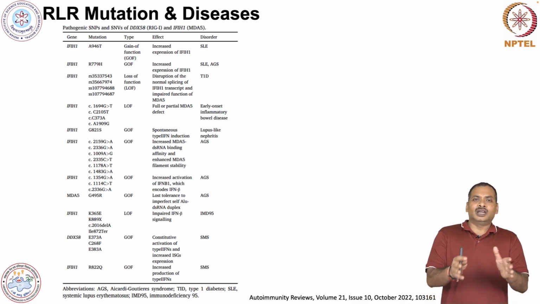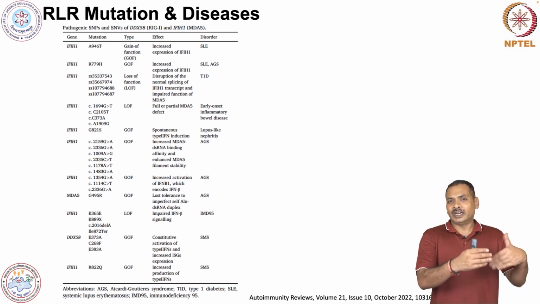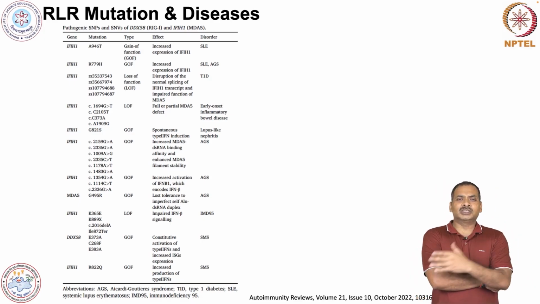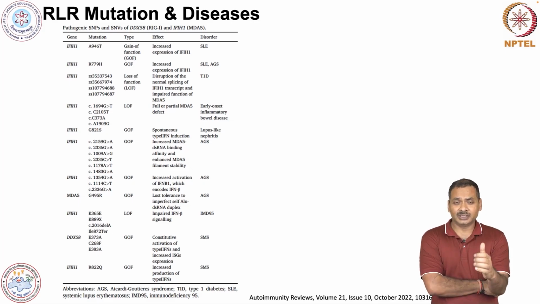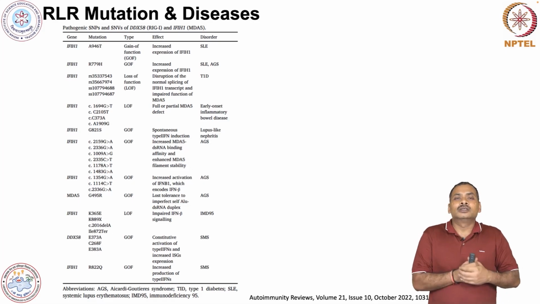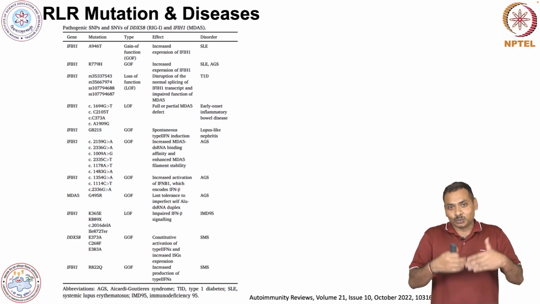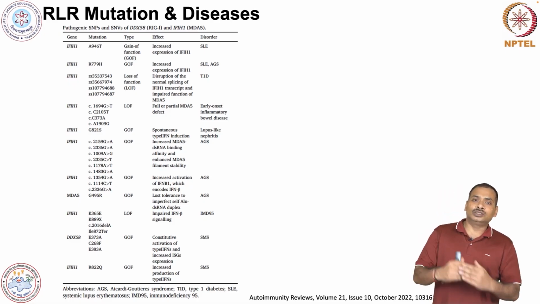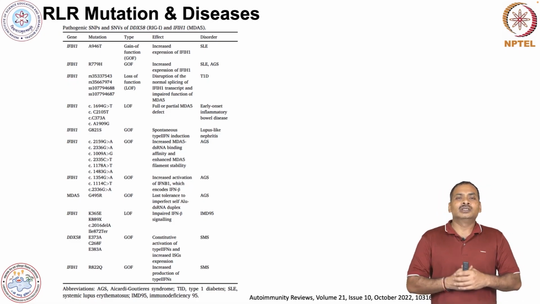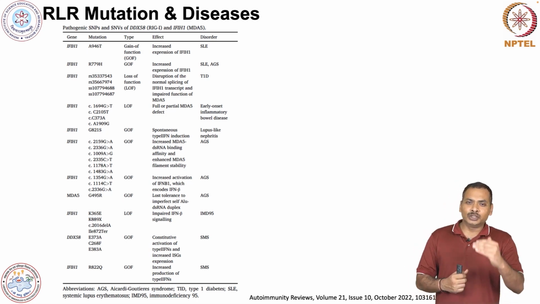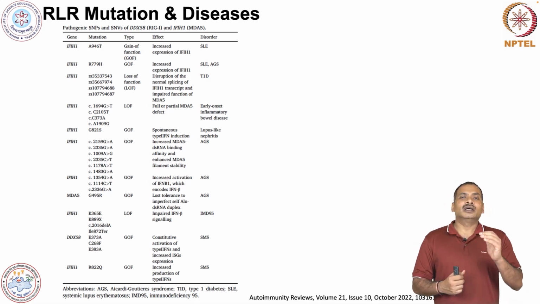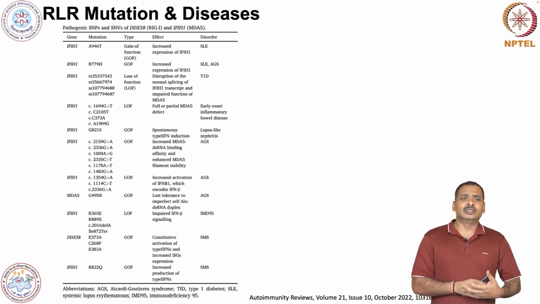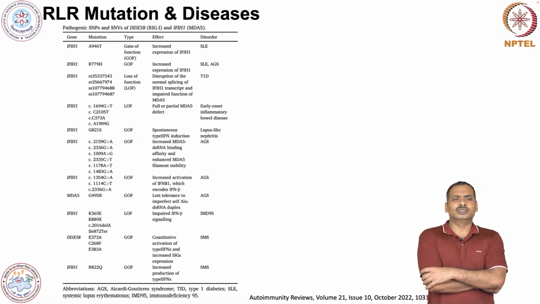And if there is an underproduction or less activation of signaling, that also results in disease. So these mutations you are seeing here are divided into two major components. One is gain of function, that is too much activation of the signaling pathway, which results in disease, and the other is loss of function. There are some mutations which reduce the RLR signaling pathway and subsequent effector responses, and that also causes disease. So let's first take up the gain of function.